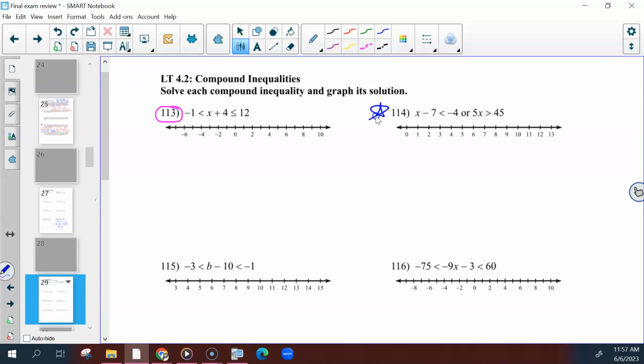So this example is an OR, which means you're going to solve the two inequalities separately. On this side, we would add 7 to both sides. On this side, we would divide both by 5. That would look good. So we have x is less than 3, right? Or x is greater than 9. These would both be open. One at 3, one at 9. The or faces away from each other, so to the left and to the right. Any others on this page? Go on to the next page.